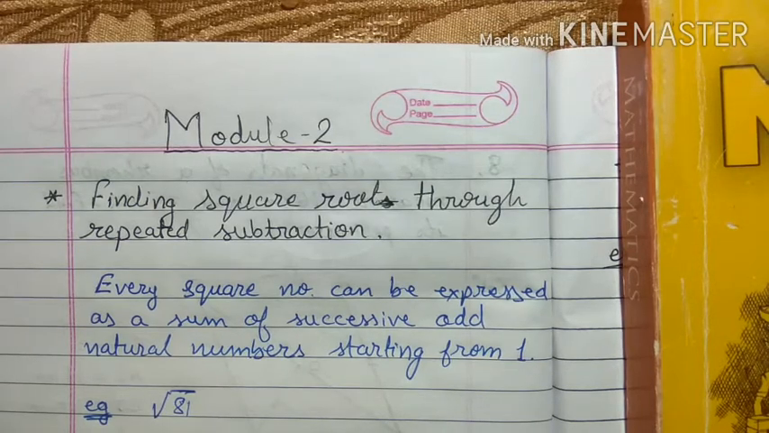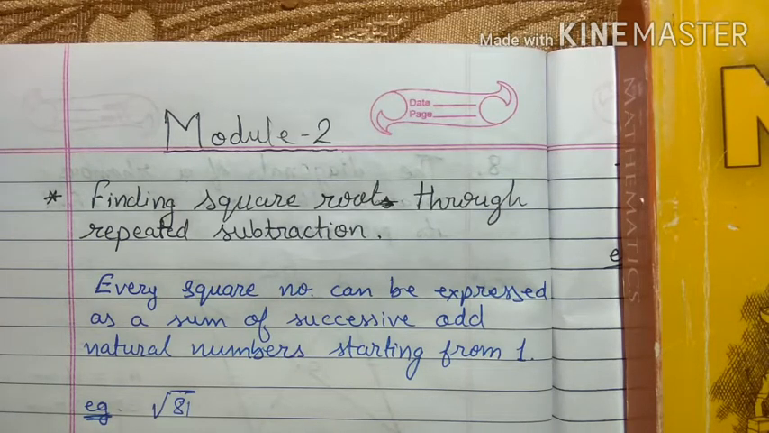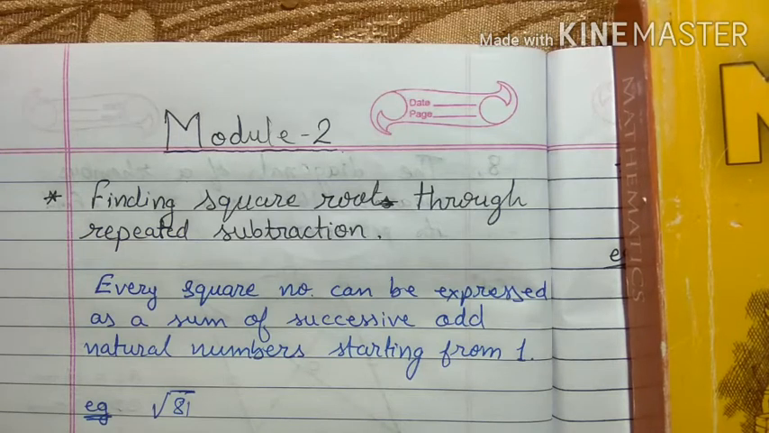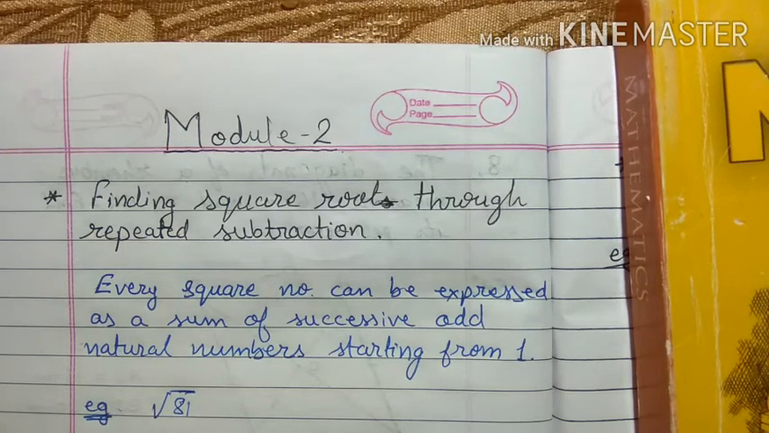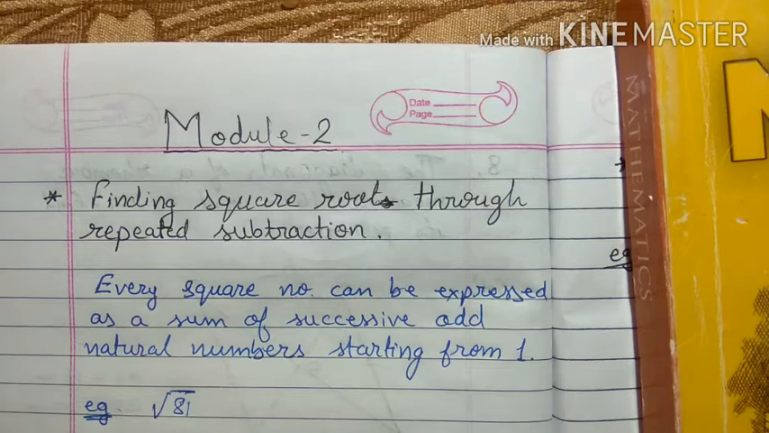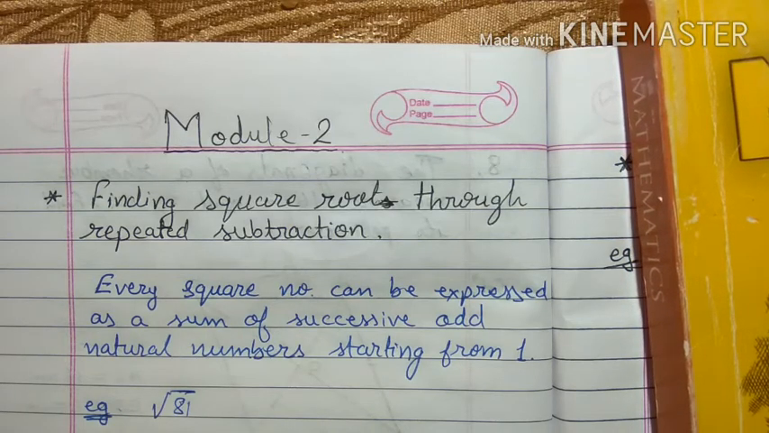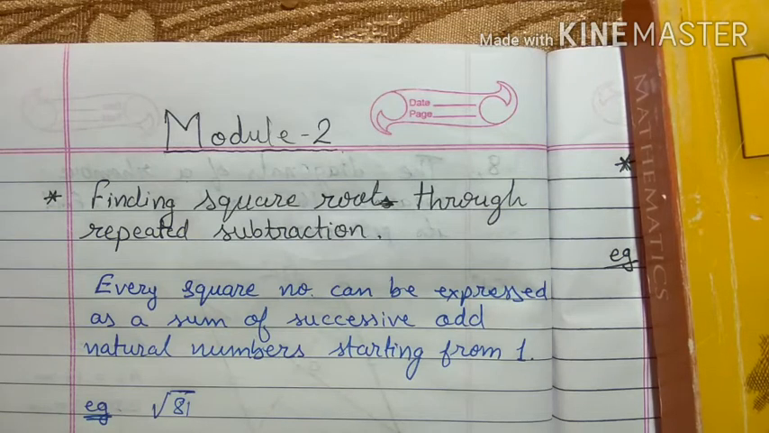In this module we are going to study finding square roots through different methods. First of all, this is the first method, finding the square roots through repeated subtraction. As we know, every square number can be expressed as a sum of successive odd natural numbers starting from 1. So this property can be used for finding a square root by repeated subtraction started from 1.